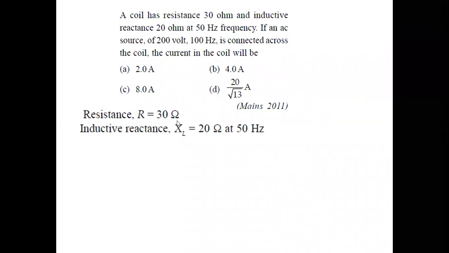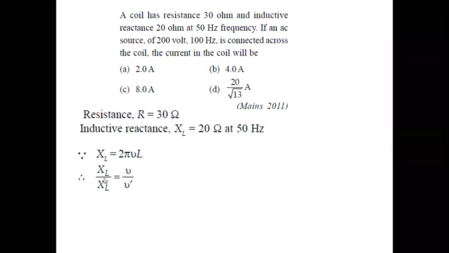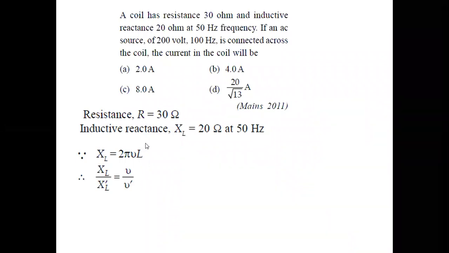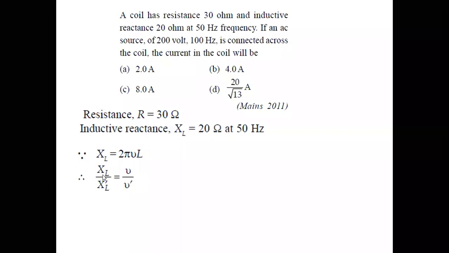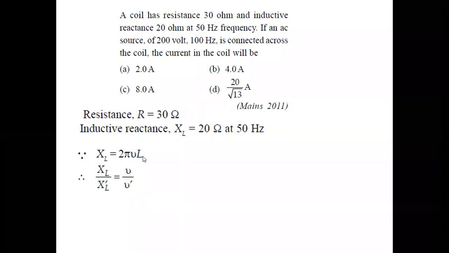So resistance is 30 ohm. Your inductive reactance is 20 ohm at 50 hertz. Let me do the mathematics. XL is given by omega L, and omega is 2 pi frequency. First I need to calculate the reactance values at 50 hertz and 100 hertz. What will be the opposition of an inductor at different frequencies? Because inductive reactance, that is the opposition offered by the inductor to the AC, depends on frequency, it is omega L. So XL equals 2 pi f L and XL dash equals 2 pi f dash L.